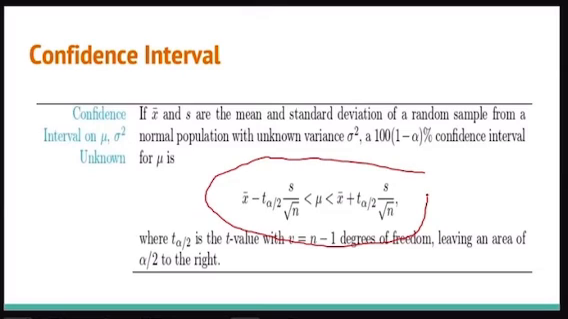This is a confidence interval of mu when sigma squared is unknown and the sample size is very small. Because when sigma squared is unknown and the sample size is large, we can still use the other one, Z. Does that make sense? Now let's walk through an example. Go ahead.